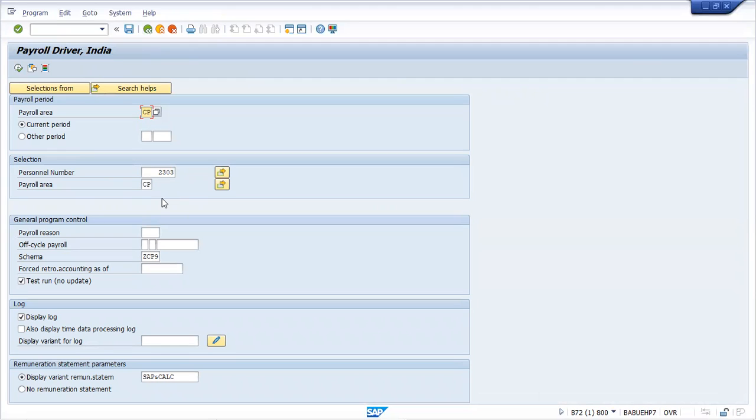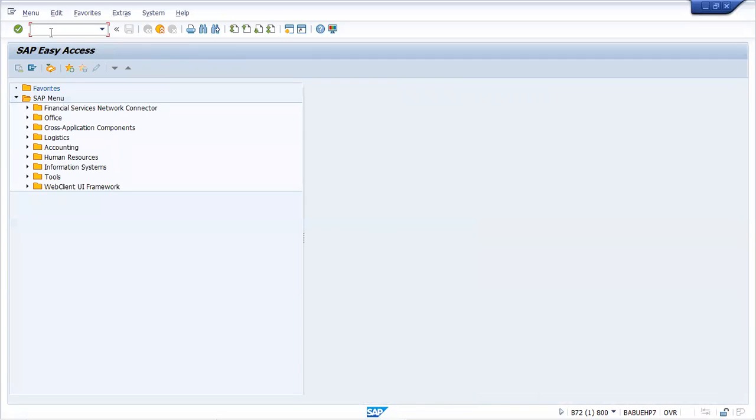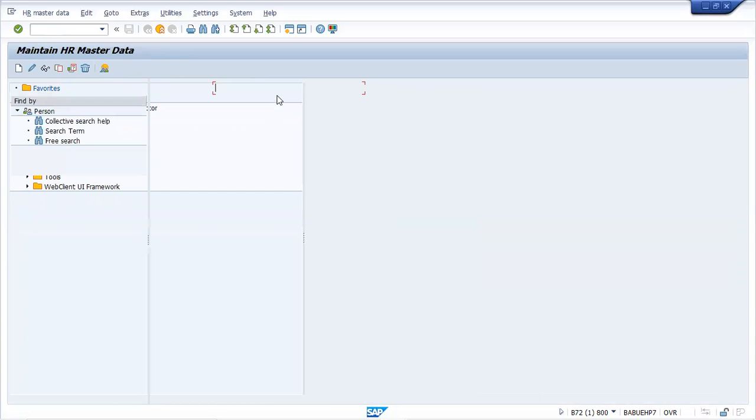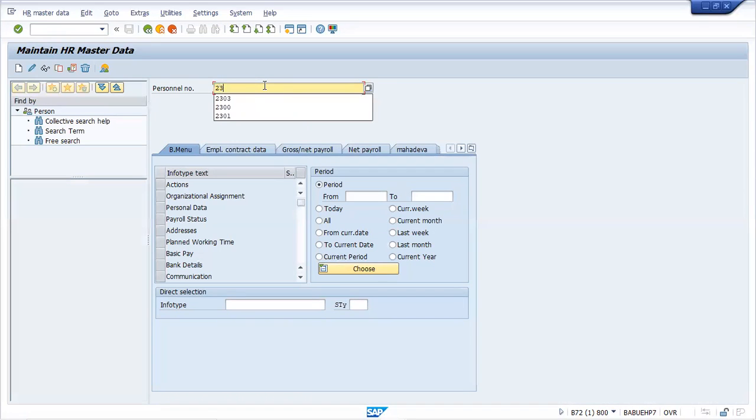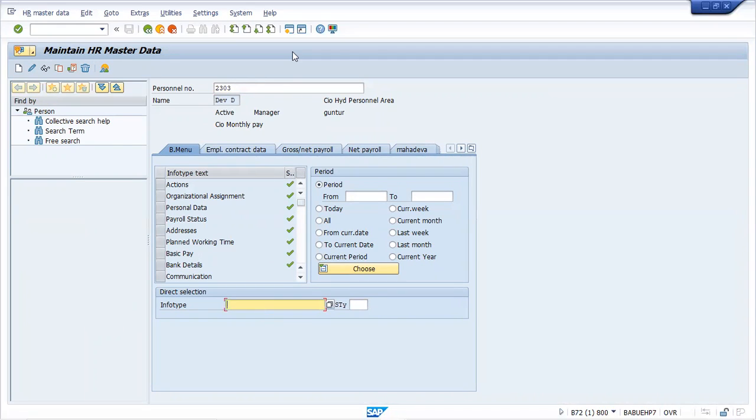I will ask you to go to PA30. Okay, sir, sure. Because if I switch to SAP again, 5 minutes will be lost. PA30, and go to that employee 2303. So we'll start with 0582 today. 582. Yes.